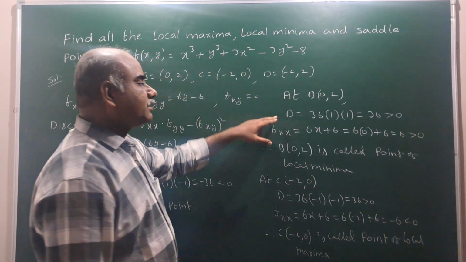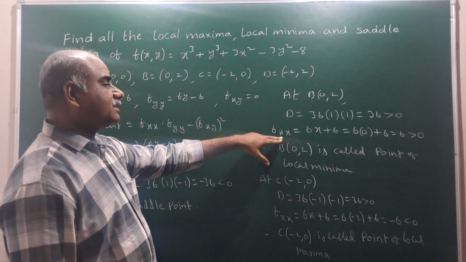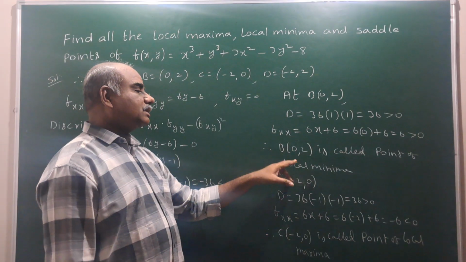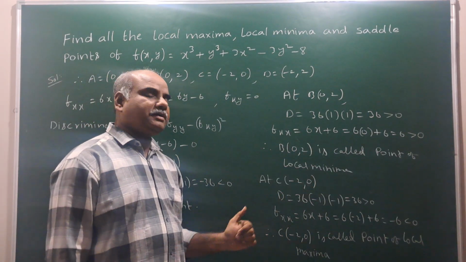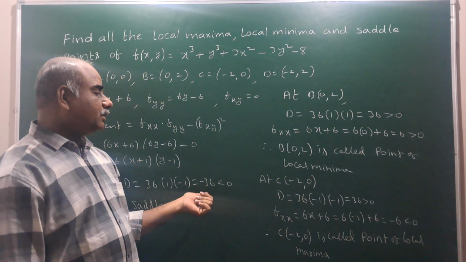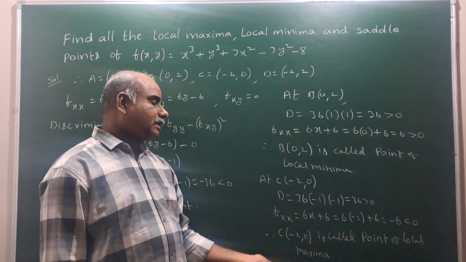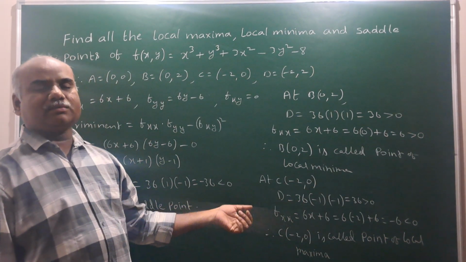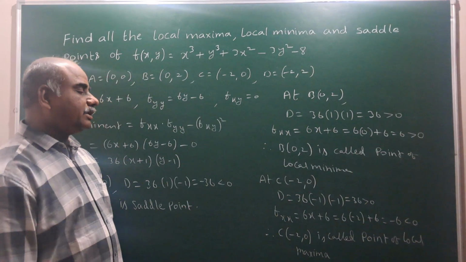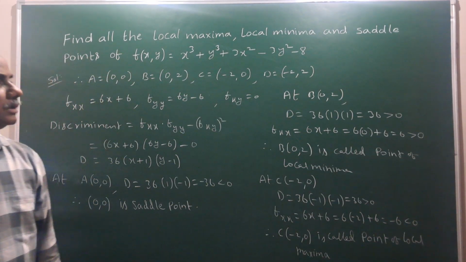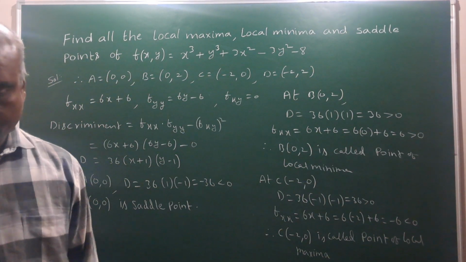If discriminant is greater than 0 and fxx is greater than 0, then the function has local minima and the point is said to be a local minimum point. If discriminant is greater than 0 and fxx is less than 0, then the function has local maxima and the point is said to be a point of local maxima. Next we have to find the D.